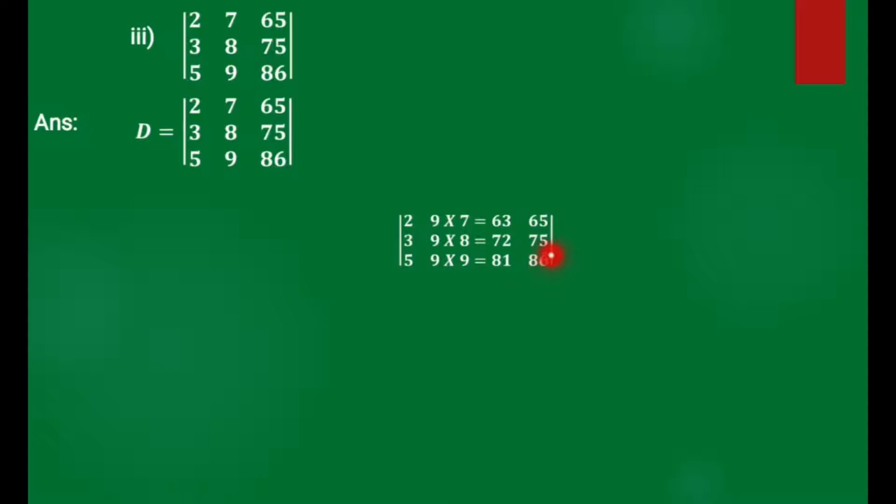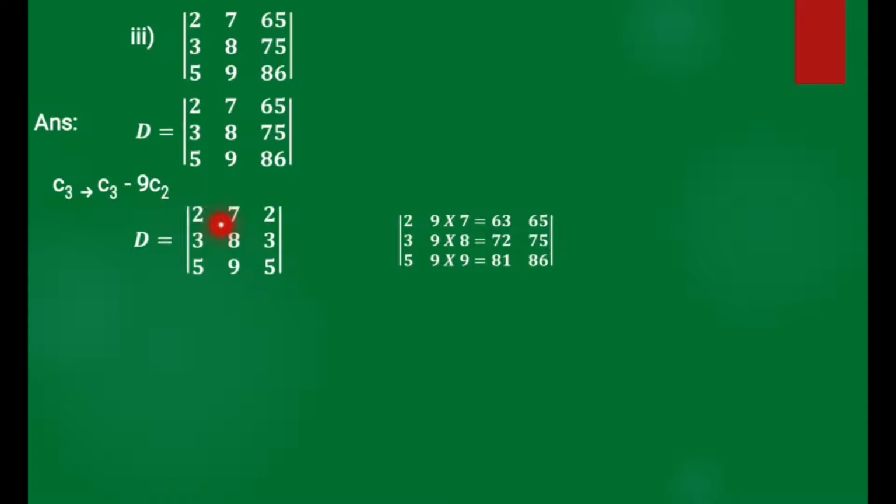That means if we subtract this 9 times column C2 from C3 we get column C1. So we write here operation as C3 changes to C3 minus 9 times C2. So we write here D equals to, so we subtract from C3 elements the elements of column C2 multiplied by 9.